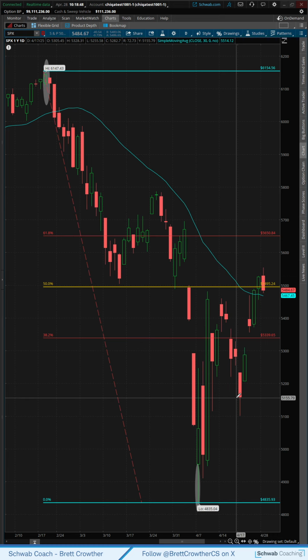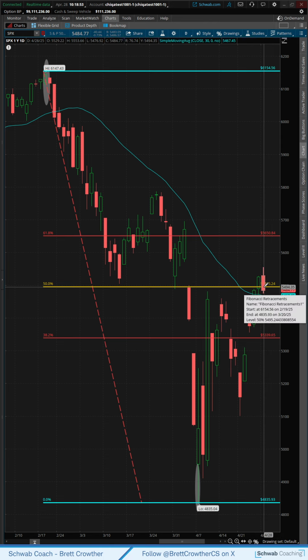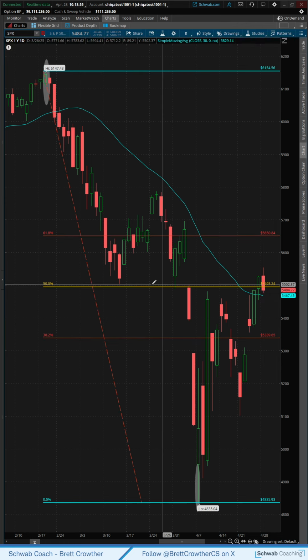Is this the start of an uptrend? That's the question, right? This day is not over. Will that 50% hold? Have to keep an eye on it. But it does give validity to this 50% level from all the touches that we've seen, and that's a great way just to start looking at it.